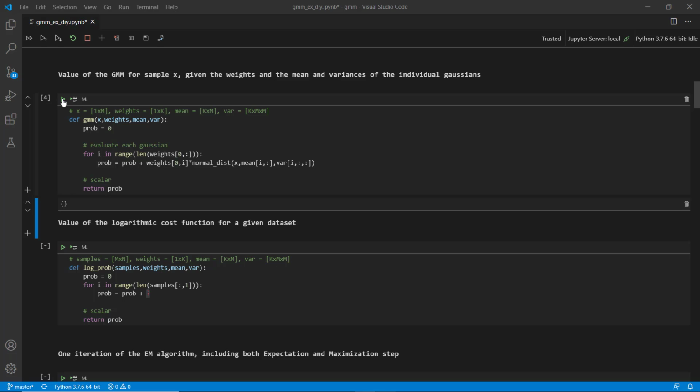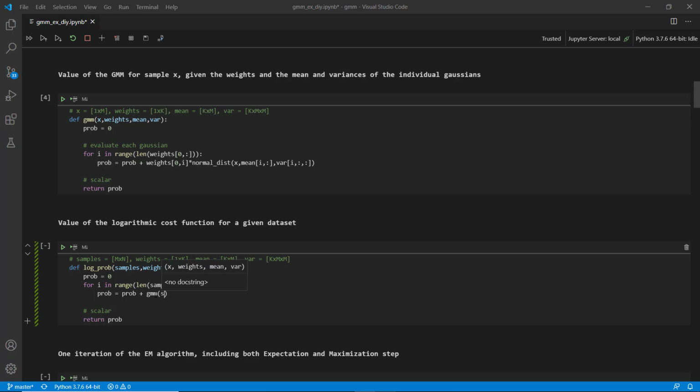Then the cost function is actually the GMM evaluated with all feature vectors. So I need to call the GMM with the individual feature vectors. This is what we iterate over. And the GMM, of course, gets all the weights, means, and variances. And because we're looking at logarithmic probability, or the logarithmic cost function, we also take the logarithm of those individual values. And this is also why we can add them all together here.